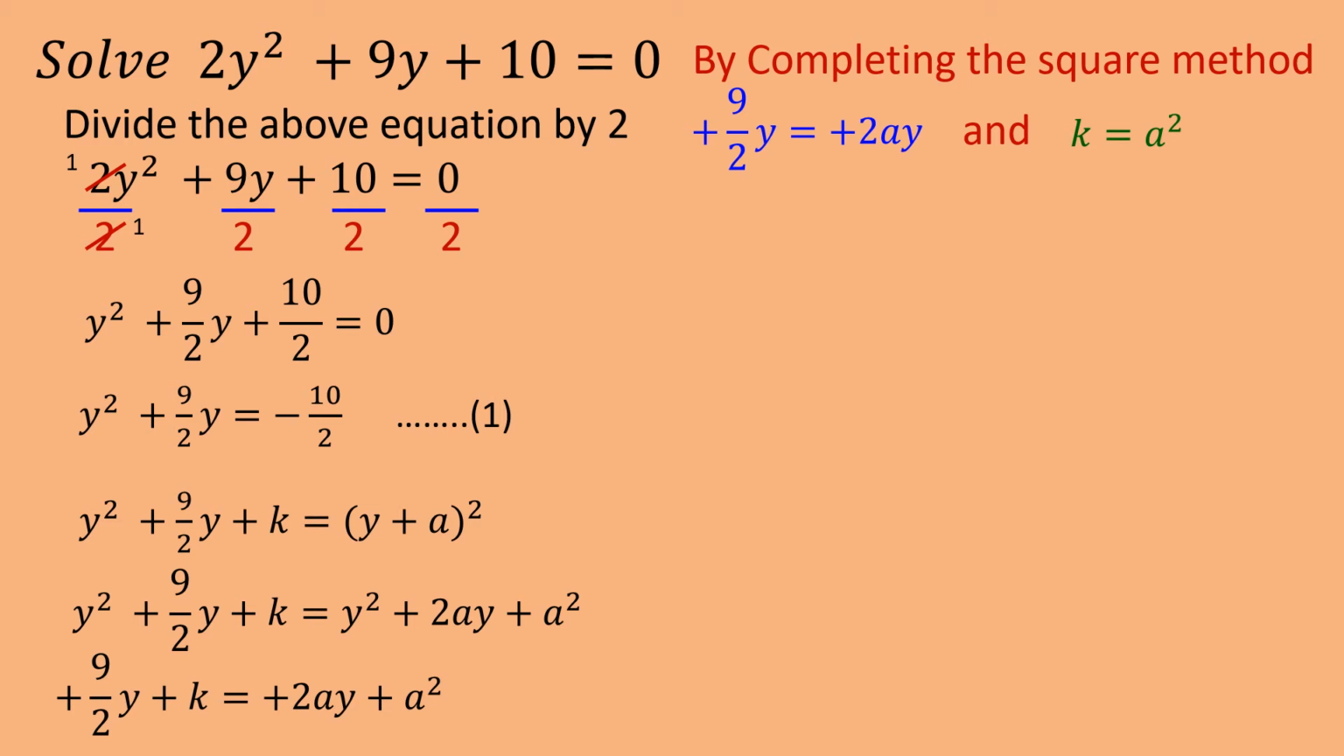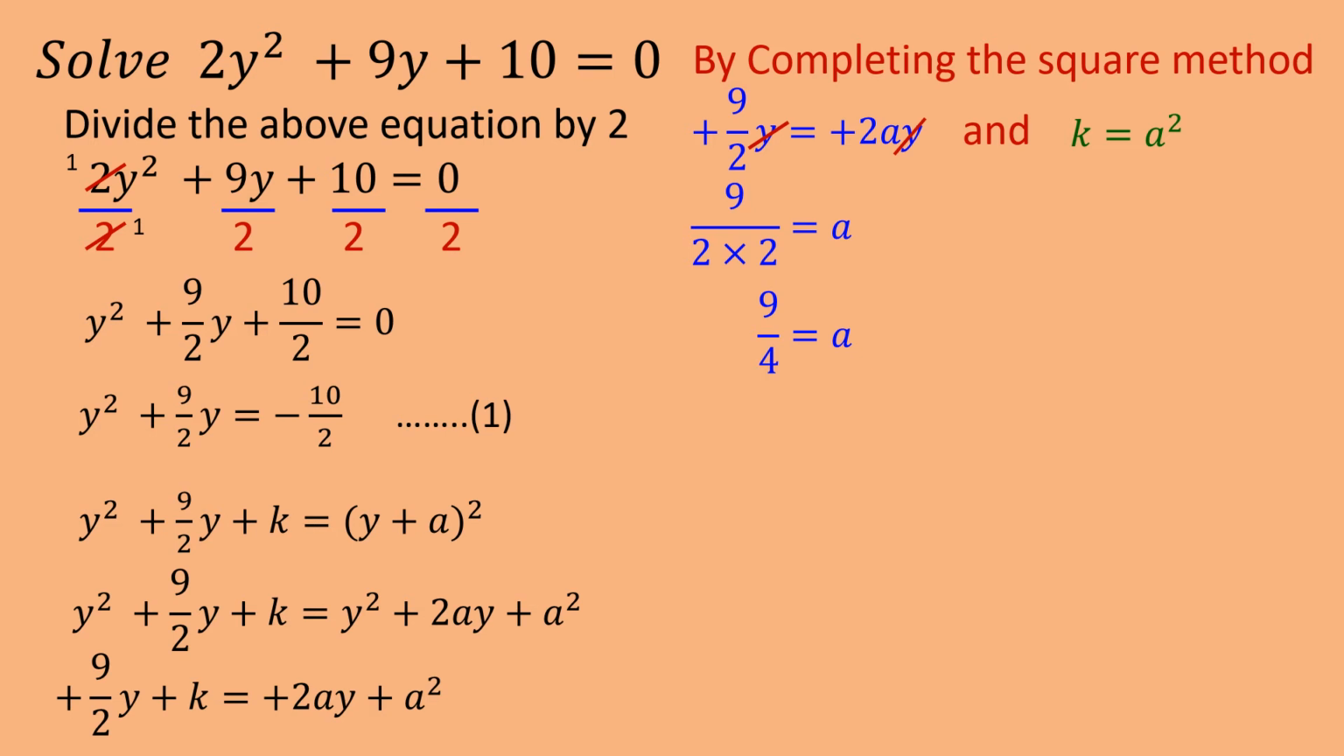If you see 9 upon 2y equals 2ay, y on both the sides will get cancelled. So what you'll get is 9 upon 2 equals 2a. Therefore, a equals, the 2 which is on the right side will transfer to the left side, but it will go in the denominator. Why? Because it is multiplied with a. Therefore, 9 upon 2 into 2 equals a. So you got the value of a as 9 upon 4.